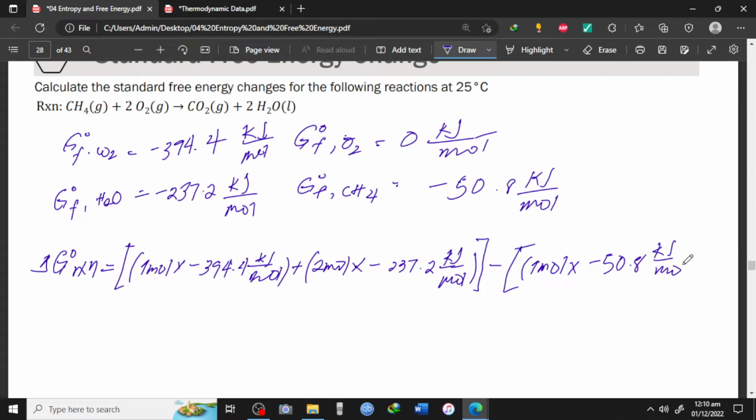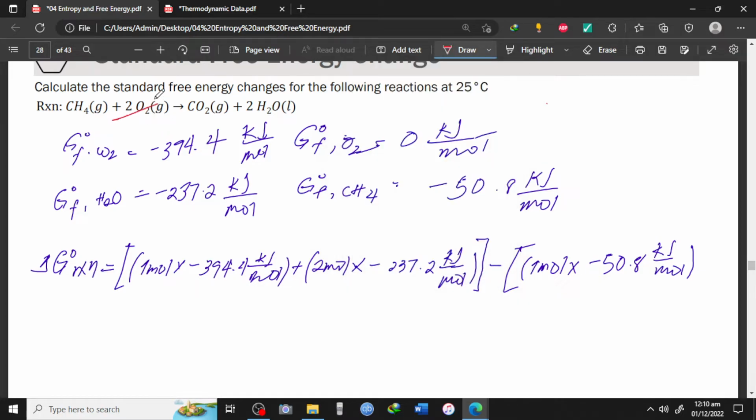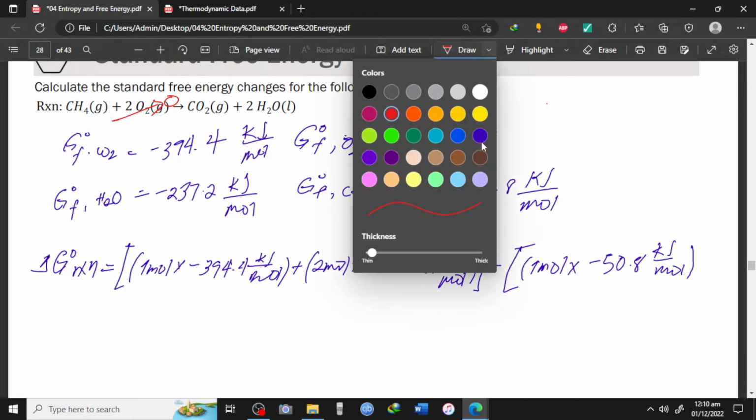Ngayon, hindi na natin isasama si oxygen. So, you might be wondering, bakit di na natin isasama si oxygen? The reason why di na natin isasama si oxygen, it's because, in the first place, 0 naman yung standard free energy niya. Kasi magiging zero lang din naman yung term na yun. So, technically, hindi na natin isasama si oxygen. Okay, so hanggang kay methane na lang. Para hindi na tayo maraming sinusulat.